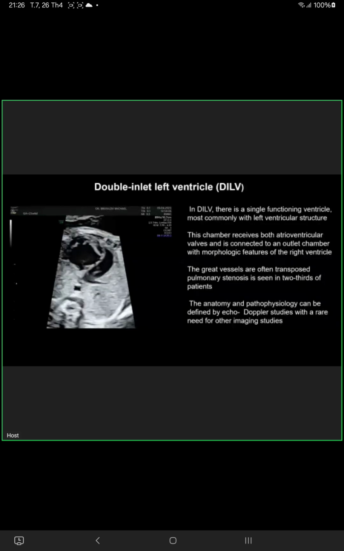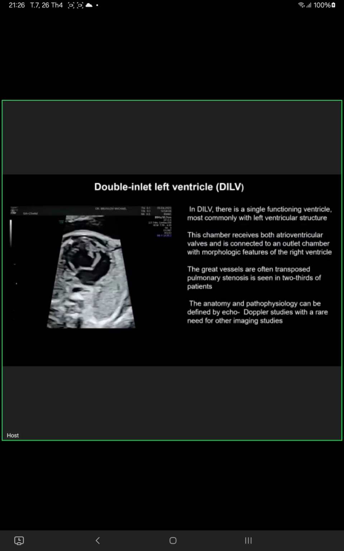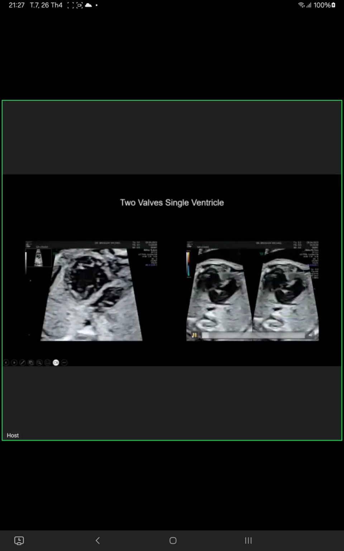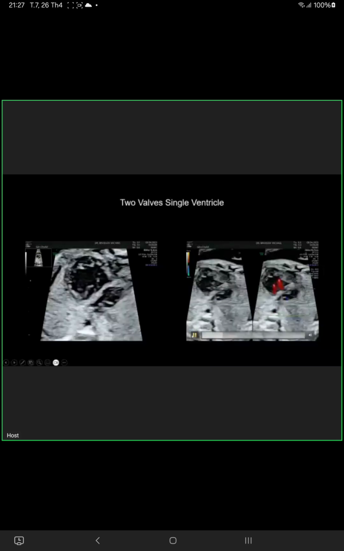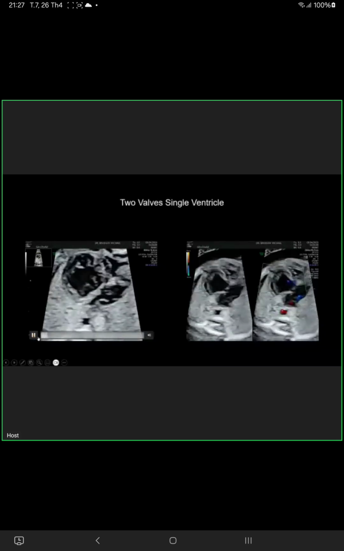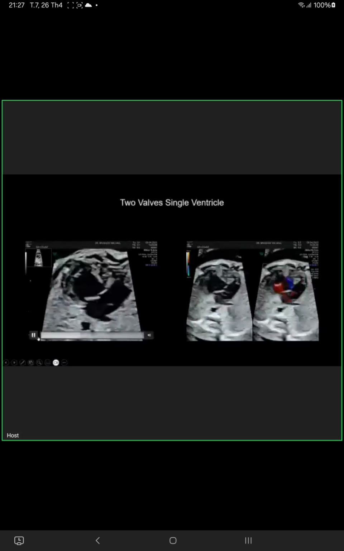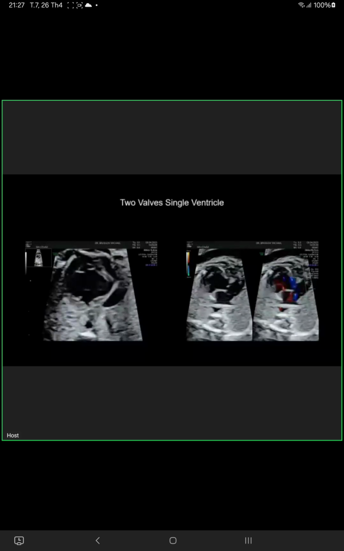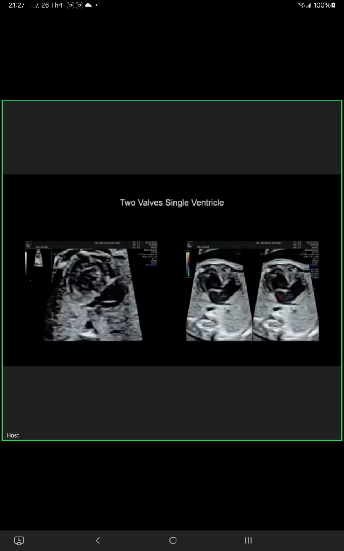It's a relatively rare case. It's true double inlet left ventricle. We can see here two valves into the single ventricle. Two flows, two valves, single ventricle. It's not huge VSD, not something else, true single ventricle.